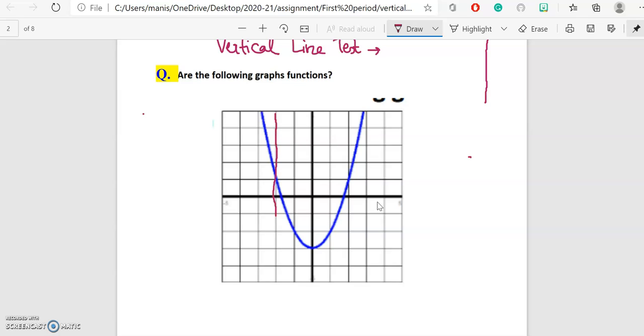You can draw anywhere. I'm drawing at this point over here. So question over here, how many times did it touch the blue curve? Only one time. Okay, let's take an example. I am drawing a line at this place over here. How many times did it touch the graph? Only 1 point. So it is a function. Why is it a function? Because it passes the vertical line test. What is the vertical line test? When a vertical line crosses the graph at exactly 1 point, look here again at this point, it is going at exactly 1 point. This is called the vertical line test. So it is a function.